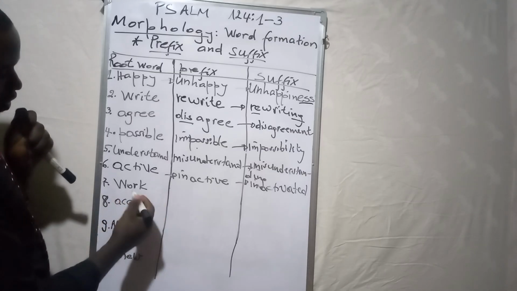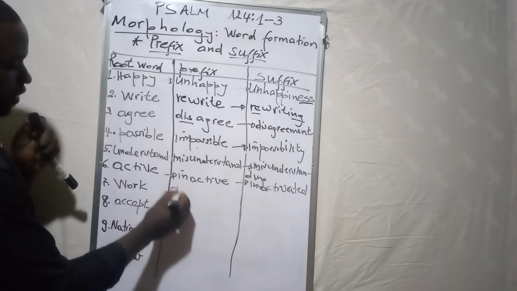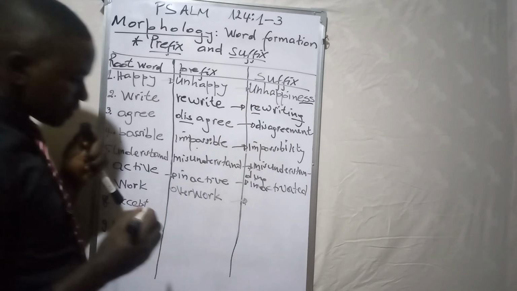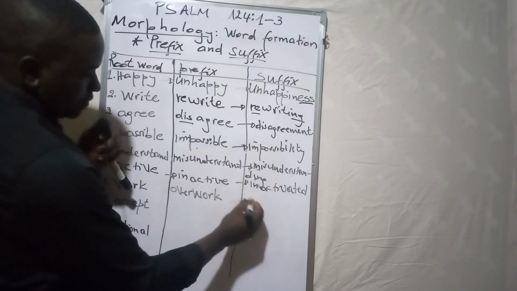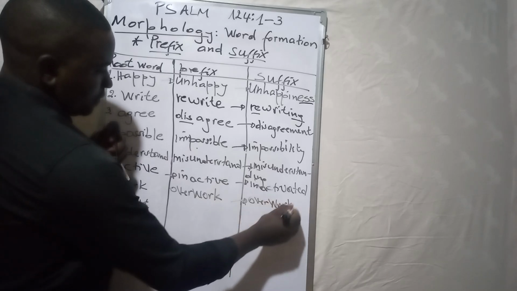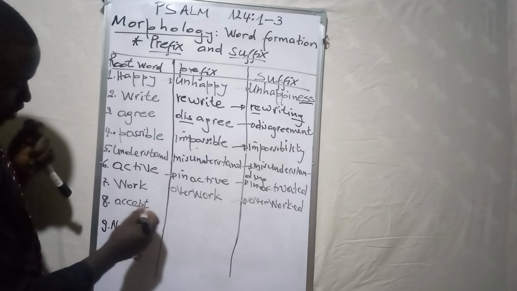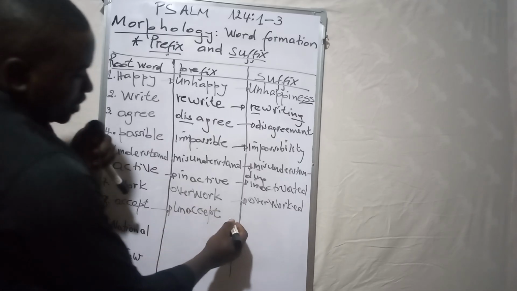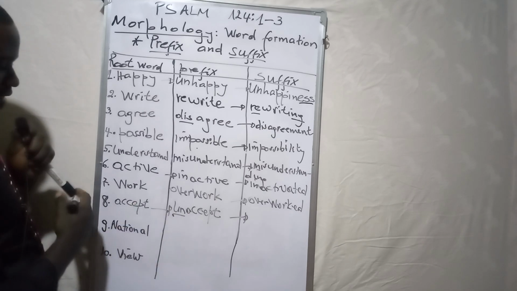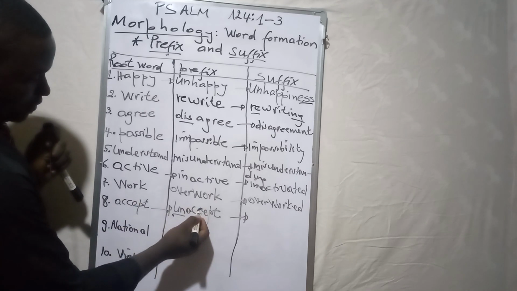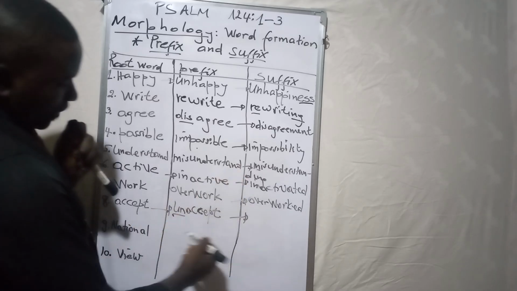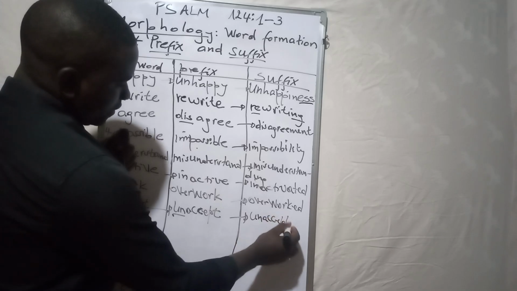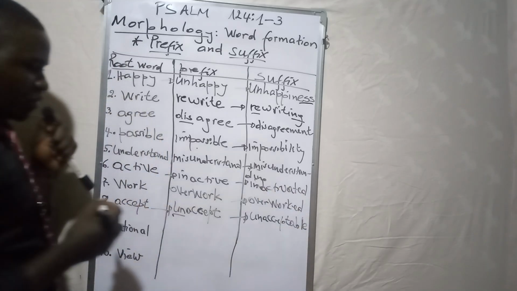So here we have work. We can use overwork. The suffix can be overworked. Overworked. So here the prefix can be unacceptable. Unaccept, kutemera. Overwork, gukora ibirenze. So unacceptable. Unacceptable, bitemewe.